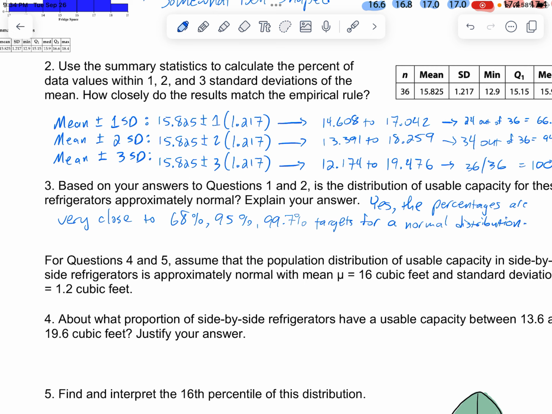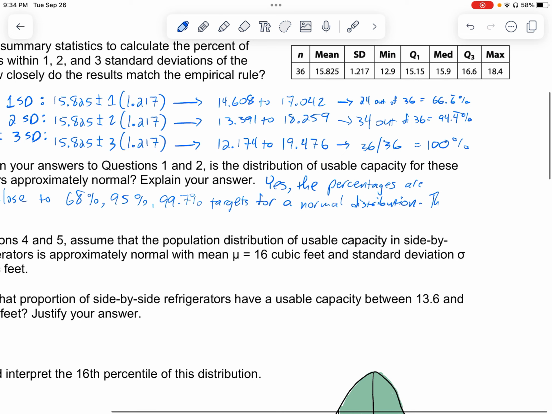Also, the graph itself, the graphical evidence is also very strong.